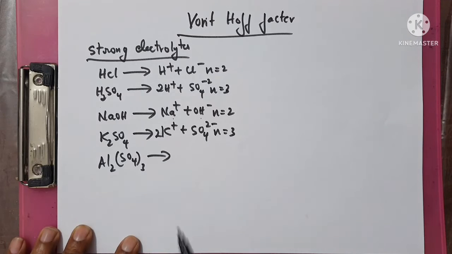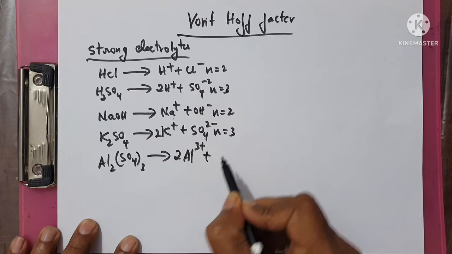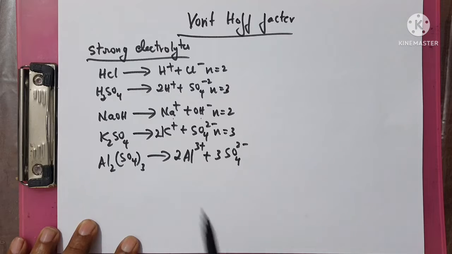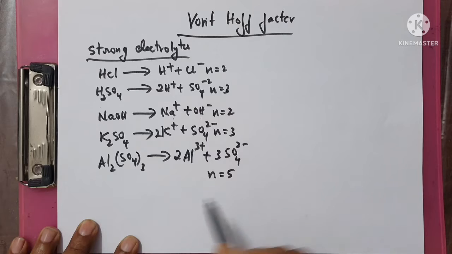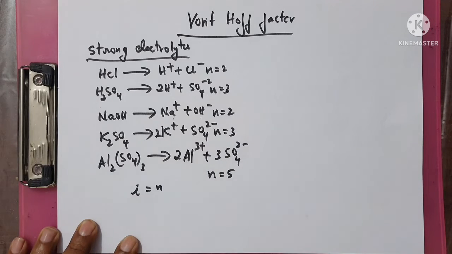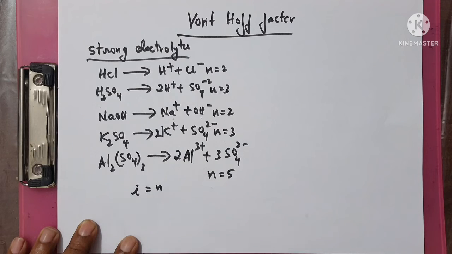In case of aluminium sulfate, you can observe there is 2 times Al3+ ions and 3 times SO4 2- ions. So here 2 plus 3, totally 5 ions are formed. So here all these n values are directly equal to i. i is equal to 2, i is equal to 3, i is equal to 2, i is equal to 3, i is equal to 5. This is what happens in case of a strong electrolyte, a complete dissociation you are going to see here.